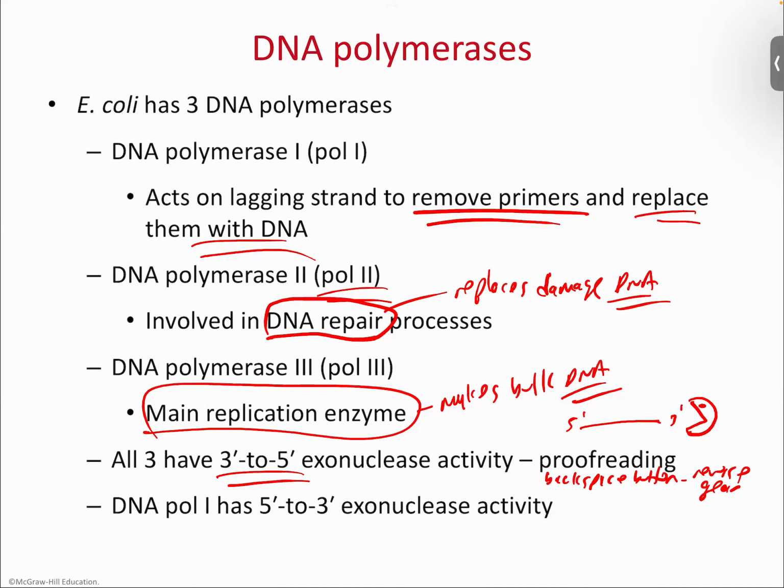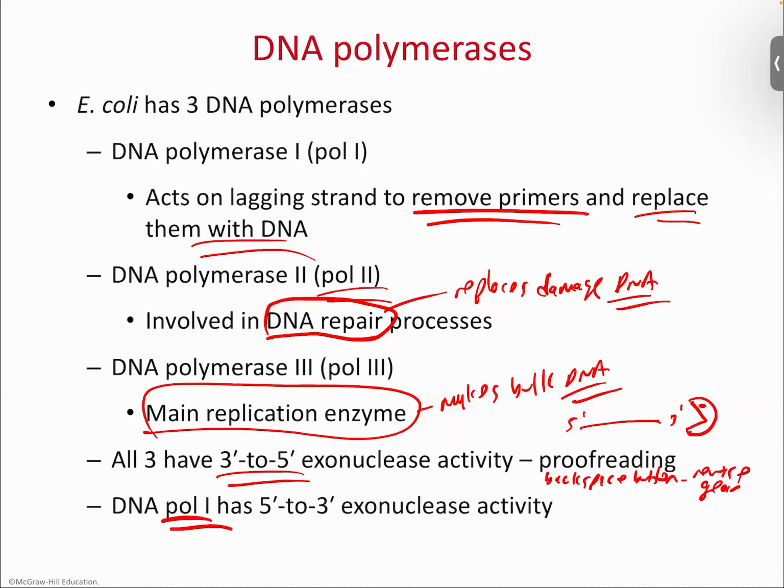Oftentimes, if you're typing and you make a little bit of a typo, before just going on and letting spell check do it, sometimes you'll hit the backspace button and just retype it, right? That's exactly what this one does. So the reverse gear, the 3' to 5' exonuclease activity, is your backspace button. When you make a typo and you catch it, it's like, oh, wait, I just screwed that up. Let me backspace, right? And then you retype it and it's good. Okay.